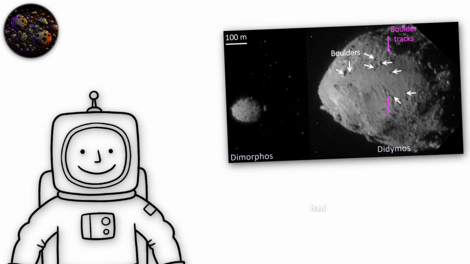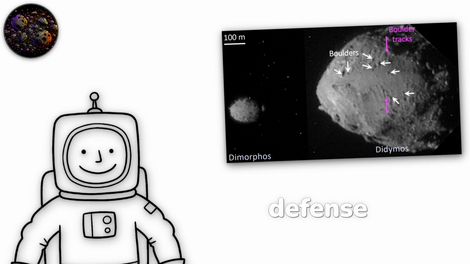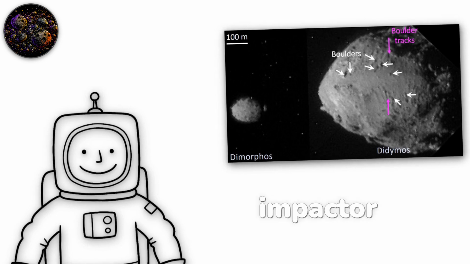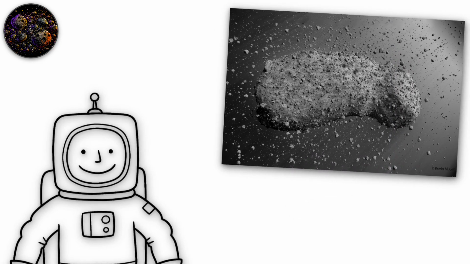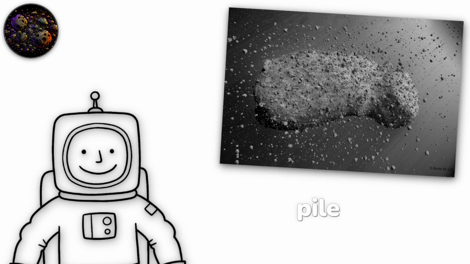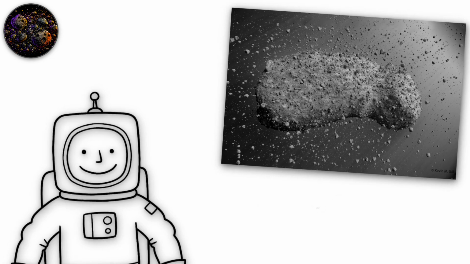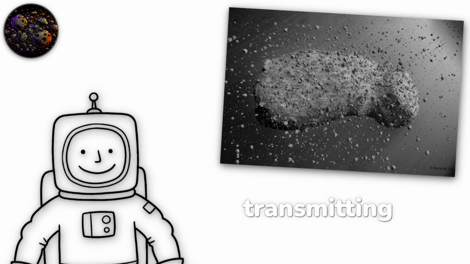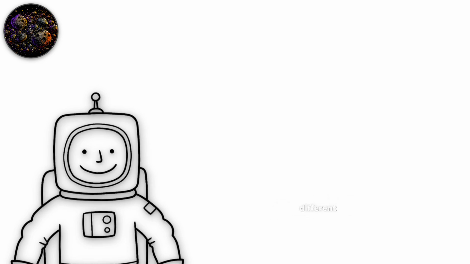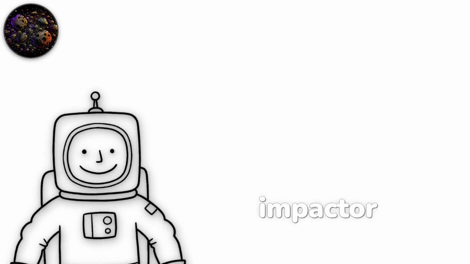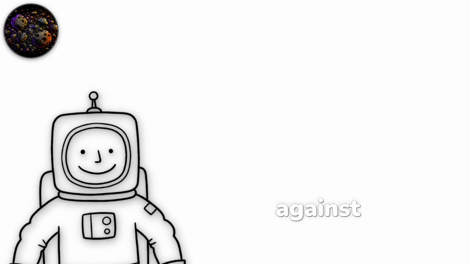The rubble pile structure had profound implications for planetary defense. A kinetic impactor designed to deflect a solid monolithic asteroid would behave very differently when striking a rubble pile, the porous interior absorbing much of the impact's momentum rather than transmitting it efficiently through the body, meaning that rubble pile deflection might require different techniques than the kinetic impactor method proven effective against Dimorphos.